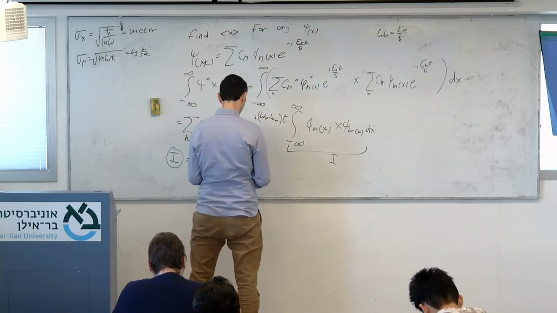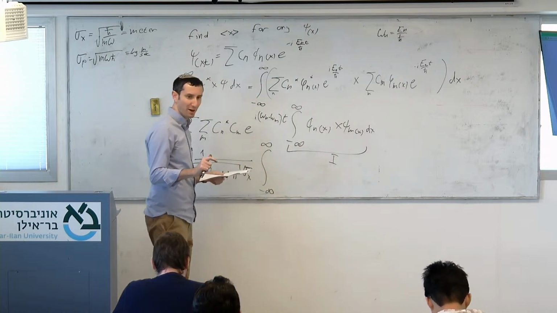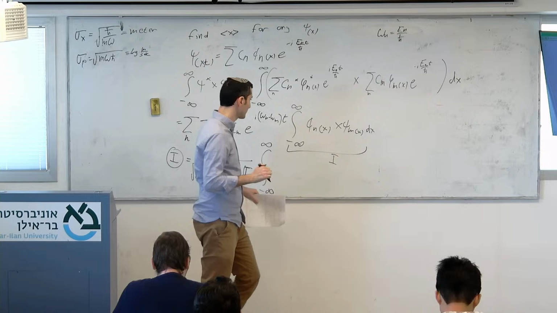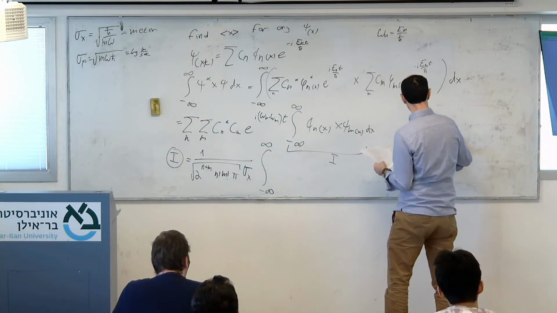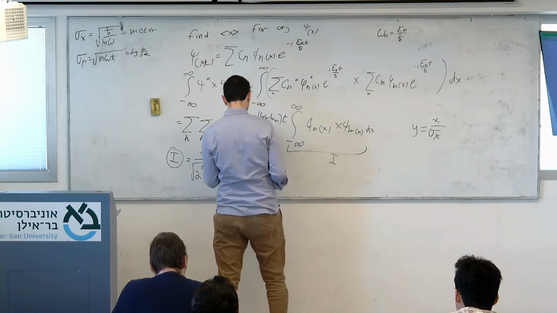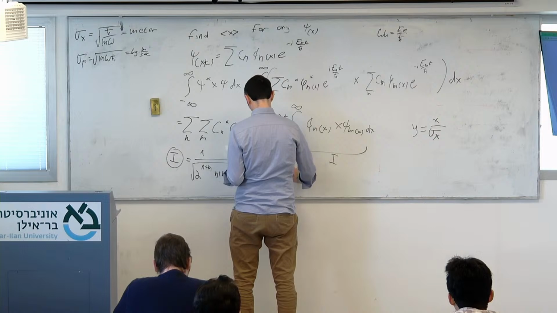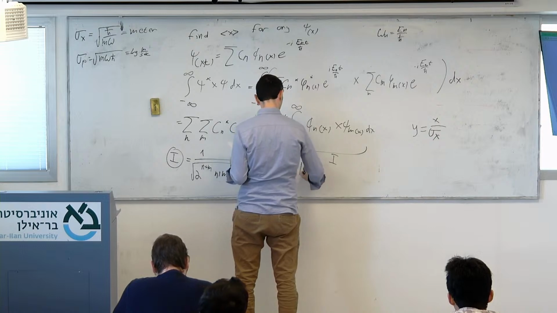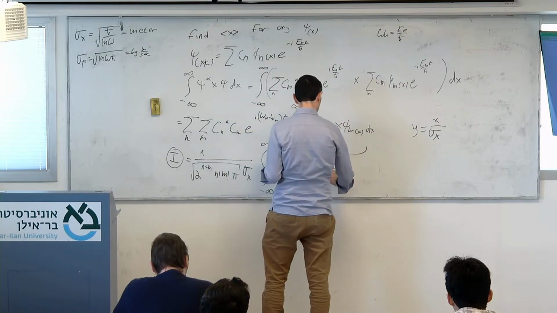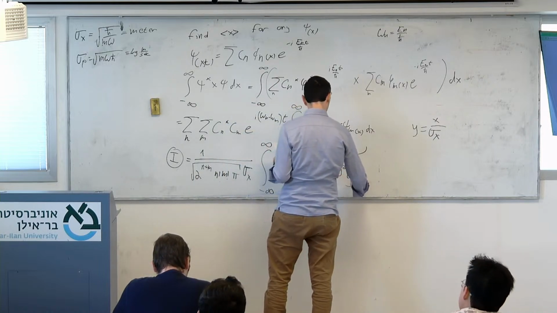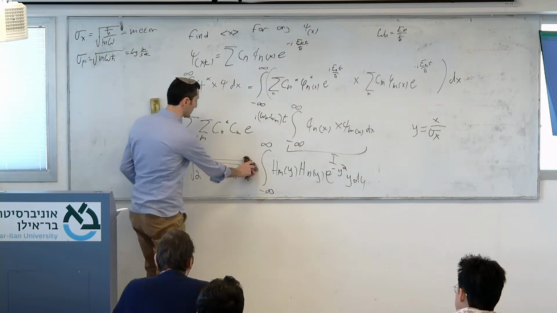Now I need to take that integral. I'm going to replace variables to y, okay? Again, y is going to be x over sigma x. So the integral of Hm of y, Hn of y, e to the minus y squared times y dy. And of course, when I replace the variables to y, it also gets rid of this.